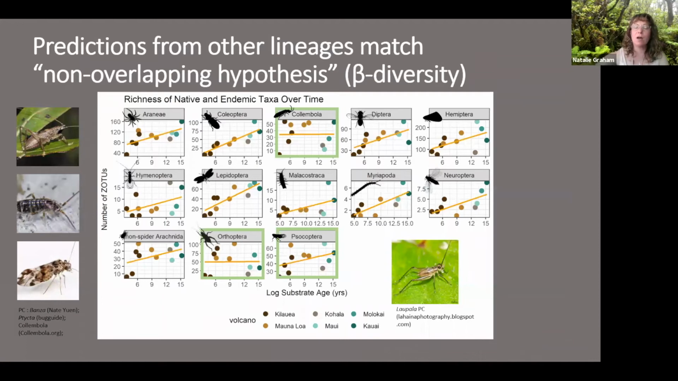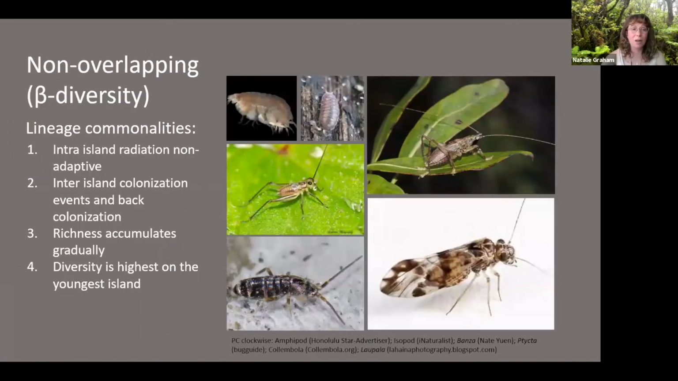Contrastingly, along the lines of the Laupala crickets, the non-overlapping lineages are Collembola and Orthoptera. So again, the crickets; Collembola are springtails, so they're not insects. They're kind of at the base of insects, and they're detritivores, and they're very important and abundant in the community. And then Isopoda, which are woodlice. So these species are following this non-overlapping hypothesis, and they have some commonalities as well.